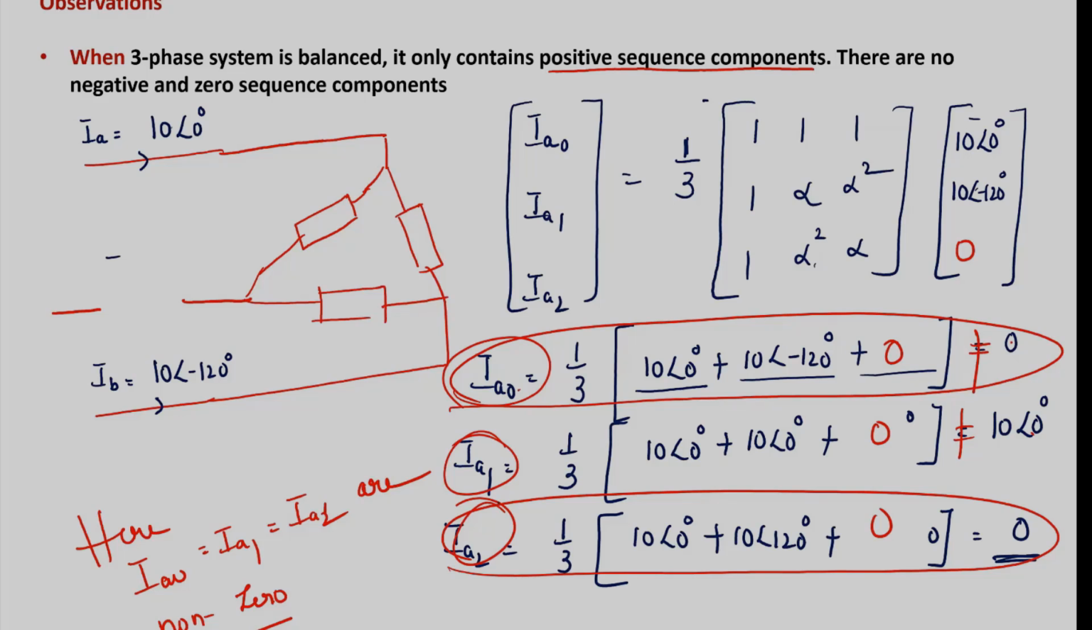Understand? Suppose if you open one more line, then it will become a double line open circuit. Again, you do the calculations. You are going to get, again, all three currents.